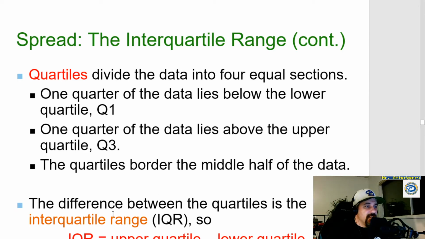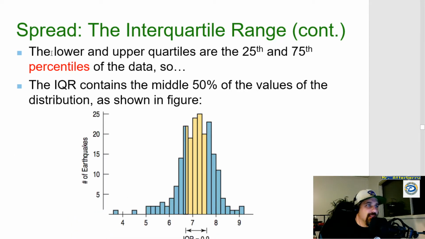So, IQR, once again, is your upper quartile take away your lower quartile, and it's kind of like the range. IQR, interquartile range. It's the range between those two values. Okay, upper quartile, lower quartile, subtract them, and it gives you a better picture than the extreme numbers. It's the range of your middle numbers, okay? It's a pretty cool concept. The lower and upper quartiles are the 25th and 75th percentiles of the data, so the IQR contains the middle 50% of the values of the distribution.